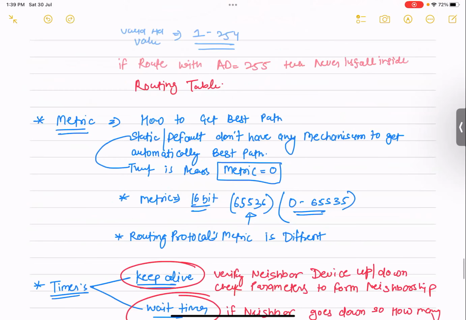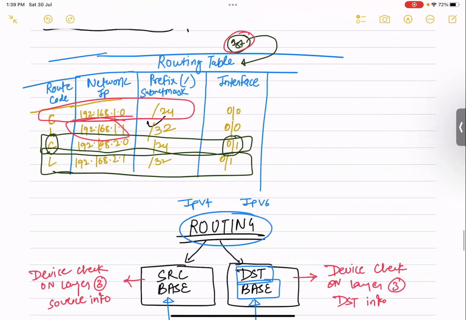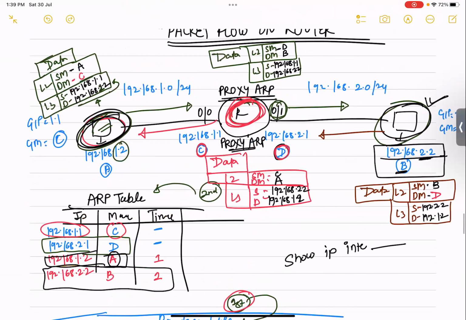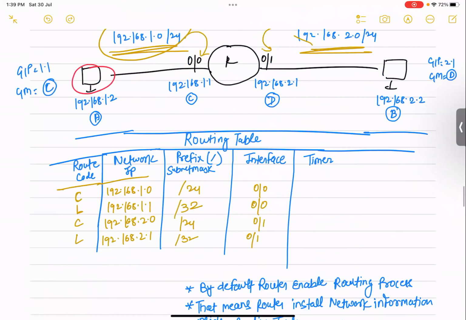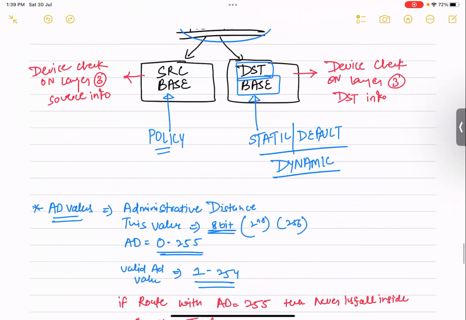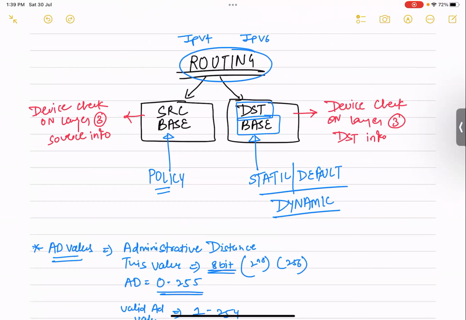This is the theory before we discuss static or default routing. Go through this concept and we meet again tomorrow. Tomorrow we discuss complete static routing and complete default routing, and from next week we discuss EIGRP. Then routing will be discussed very fast.